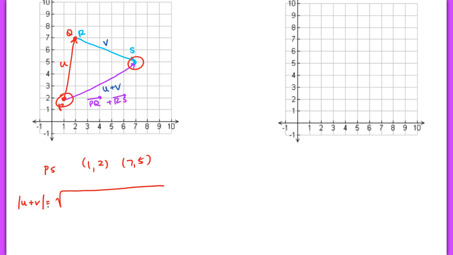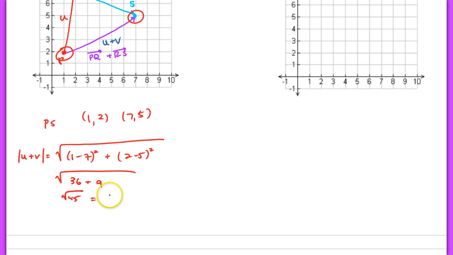So the magnitude of u plus v is going to be the square root of (1 minus 7) squared plus (2 minus 5) squared. So we have 36 plus 9, the square root of 45. Now we can reduce that, so make sure you're reducing your radicals here. That would be 3 root 5.